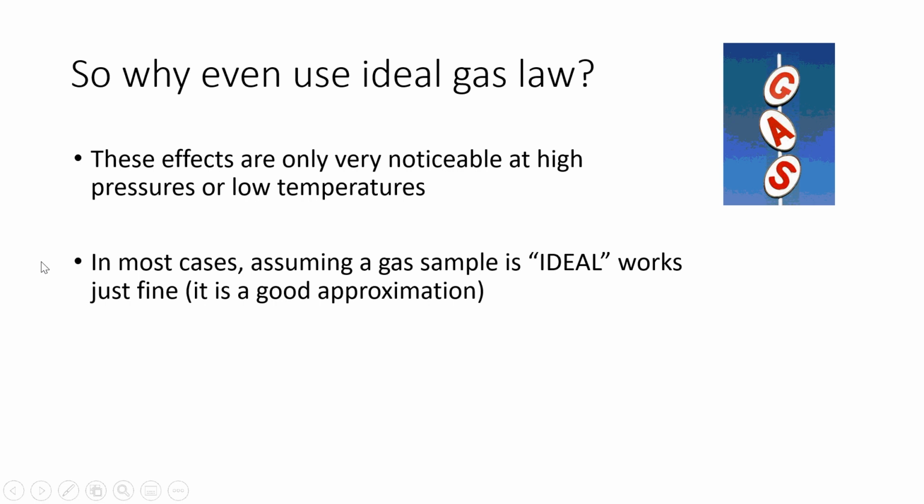This gets at what I was just talking about. These deviations from ideal behavior are only noticeable at really high pressures and low temperatures. They are going to be significant in certain applications, but for us, when we're carrying out reactions at room temperature, we tend not to have to worry about these deviations, and we can just use the ideal gas law. So in most cases for us, assuming a gas is ideal works just fine.